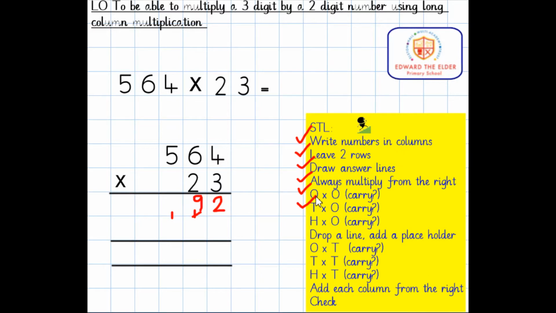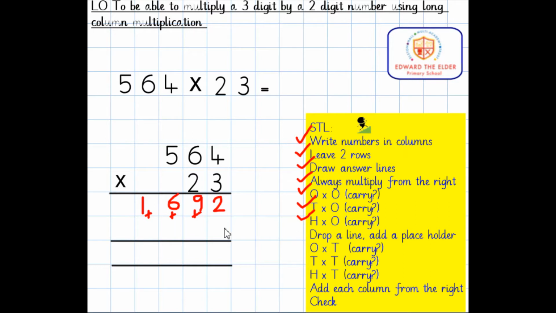The next step asks me to multiply hundreds by the ones. So that's 5 multiplied by 3. This gives me 15. Add in the 1 I carried over, I will have 16. So I will put my 6 there and carry over the 1. As I have no digits left to multiply by the ones, I can then carry this up into the thousands column.